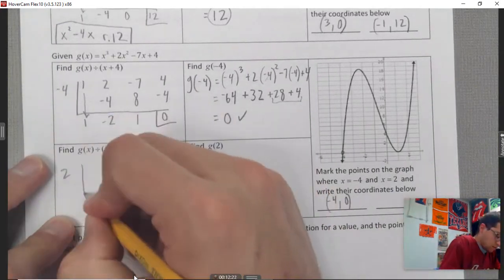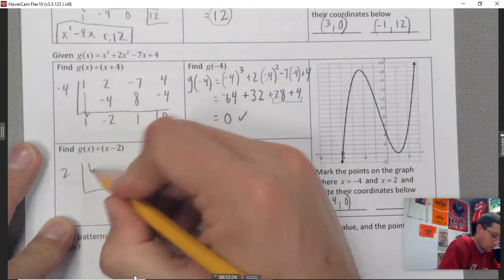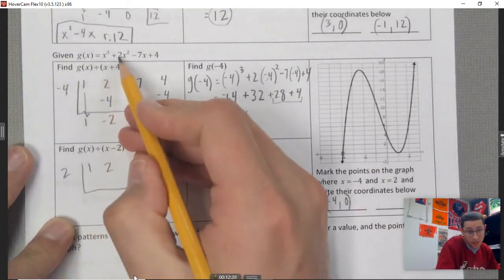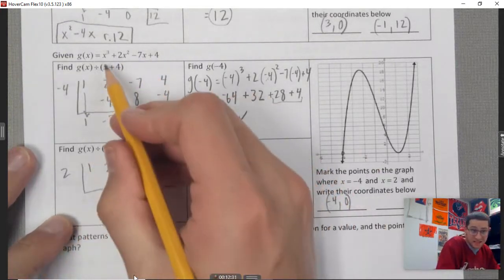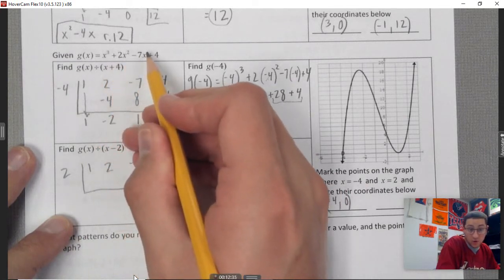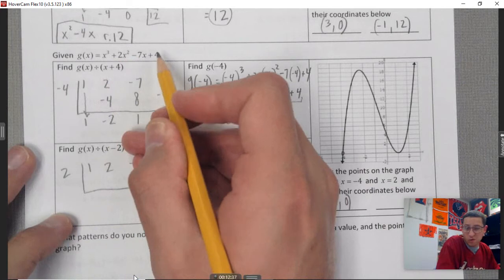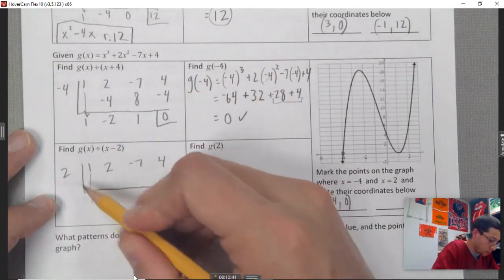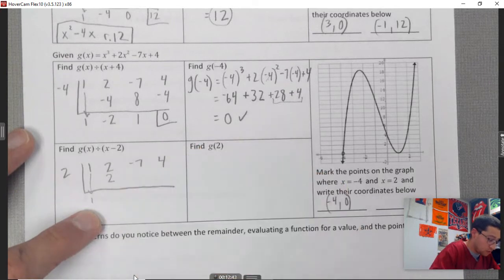We've got 2 here. We've got 1, 2, negative 7, 4. Again, those are coming from my coefficients up here. They are in decreasing power: I've got x cubed, x squared, x to the first, and then x to the 0 if you wanted to think about it that way. So I'm scrolling down. I'm putting my 1, 2 times 1, that's 2.